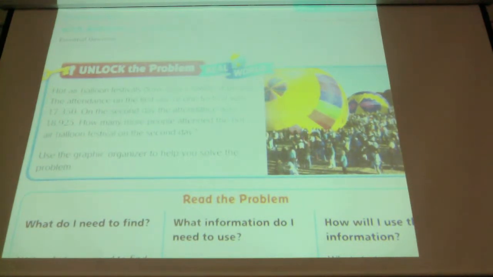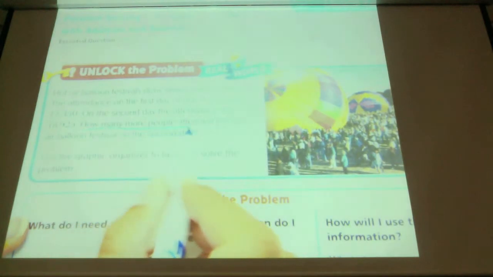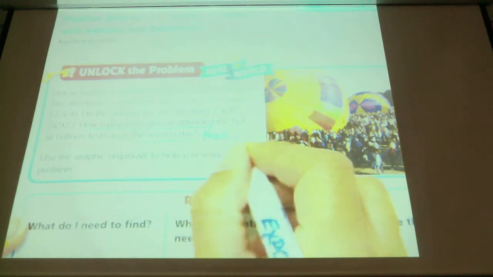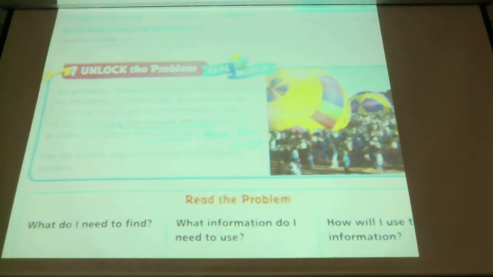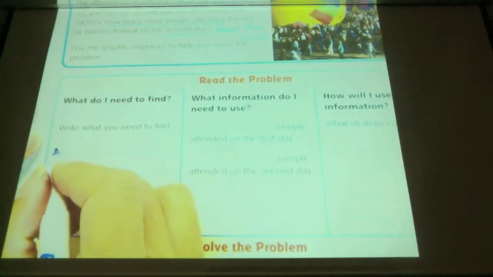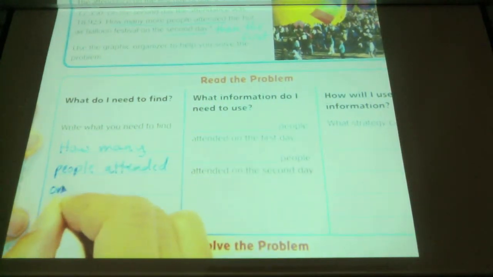So what is it asking us to find? What is it asking us to find? How many more people attended the second day of the hot air balloon festival than the first day? Basically comparing the second day to the first day. So it says, what do I need to find? And we just talked about that. We need to find how many more people attended on the second day.